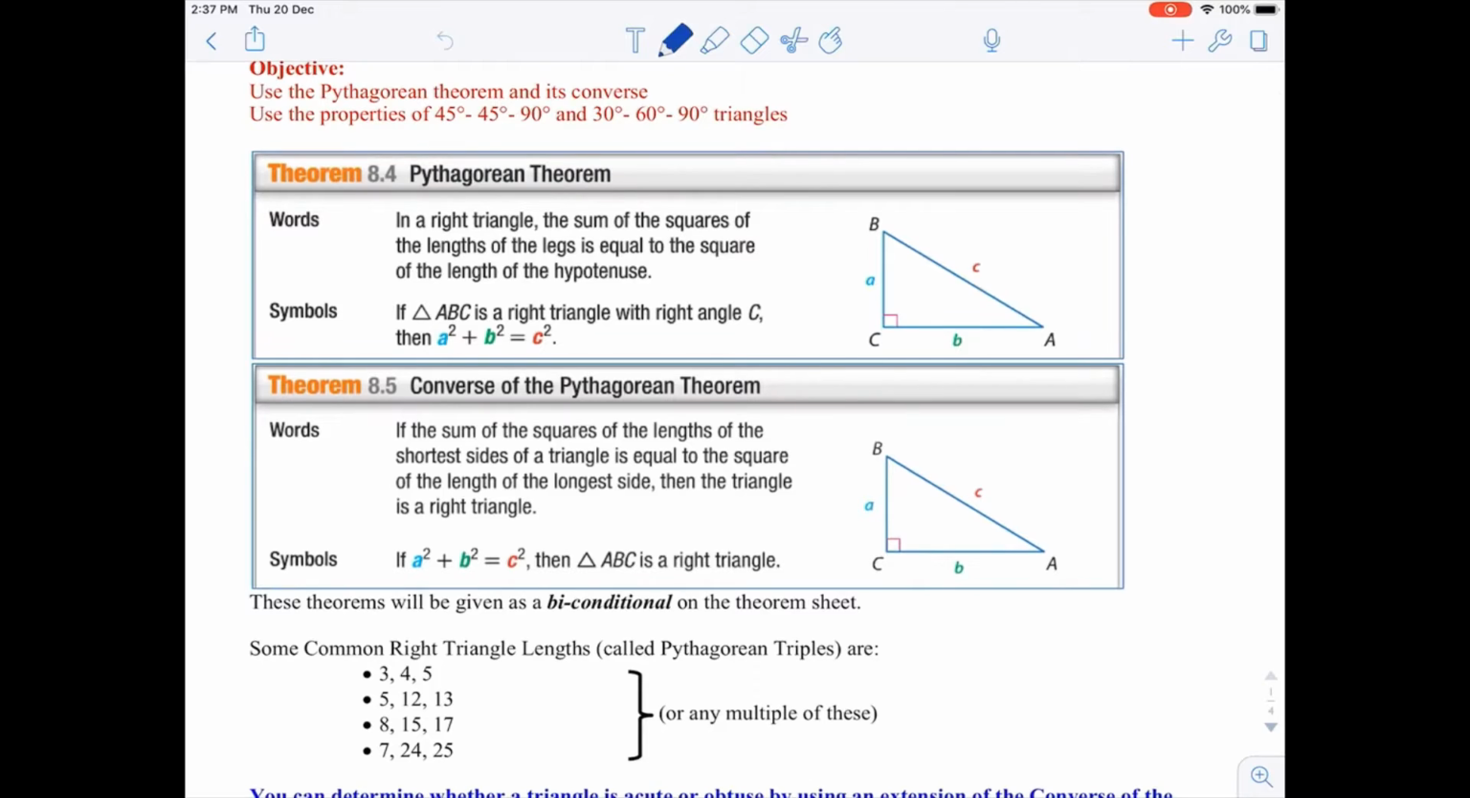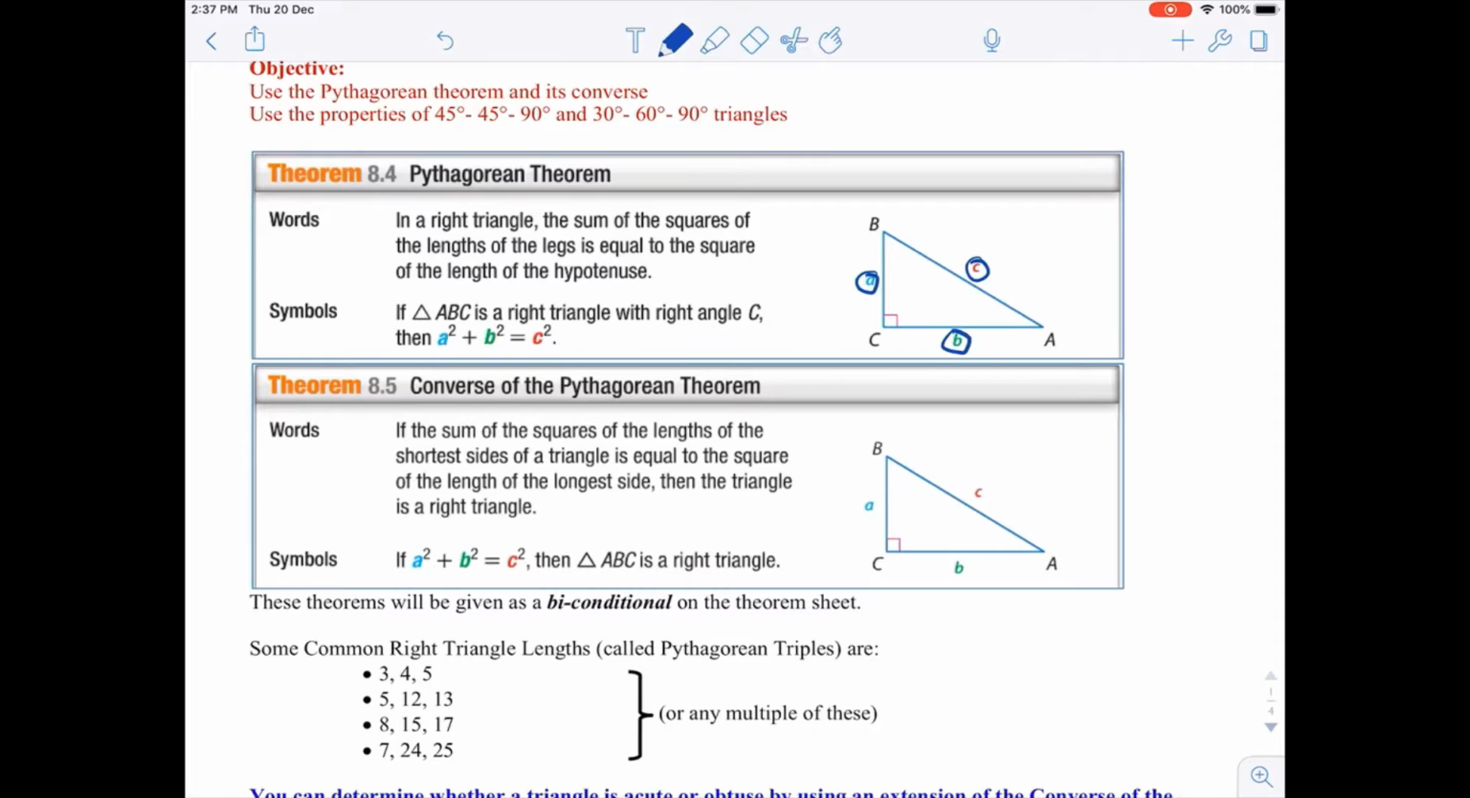If in a right triangle, the sum of the squares of the lengths of the legs is equal to the square of the length of the hypotenuse. What we're saying is if we square both of the legs and add them together, that will equal the square of the hypotenuse. The converse of that is also true.